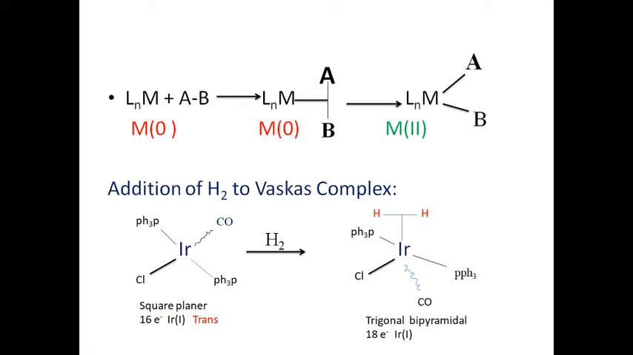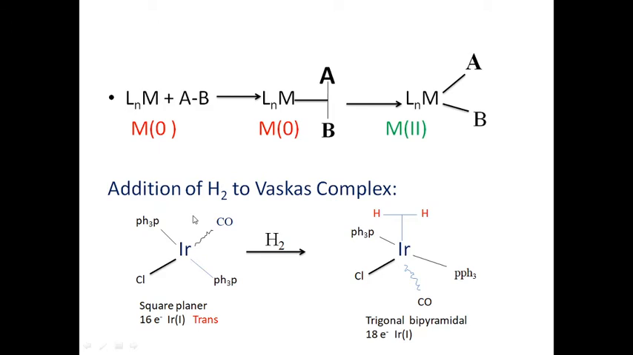After that, the bond is broken and the electron density is donated from the metal to the sigma star orbital of the ligand. So, see here, the metal is in zero oxidation state, here also the metal is in zero oxidation state, and here the oxidation state is increased by 2 units. Now, this is a general example. Then next is addition of H2 to the Vaska complex.